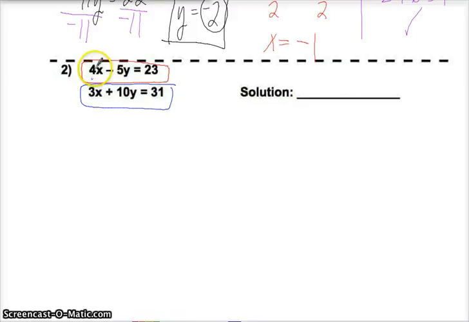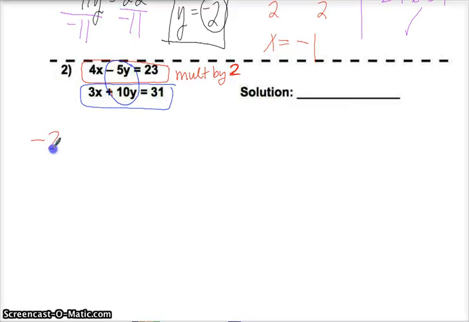So here I have a 4 and a 3. Well, that's not easy. I can't just multiply this row by 2 to get a 3, or multiply this row by 2 or 1 or some number to get a 4. But here with this column, I have a -5 and a 10y. So if I multiply this first row by 2, then this will become a -10y, and +10y and -10y will cancel each other out.